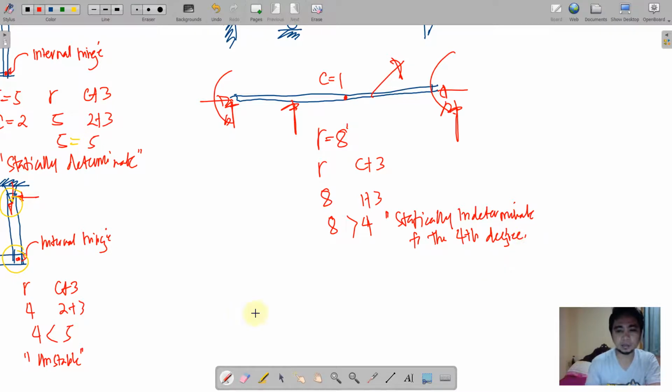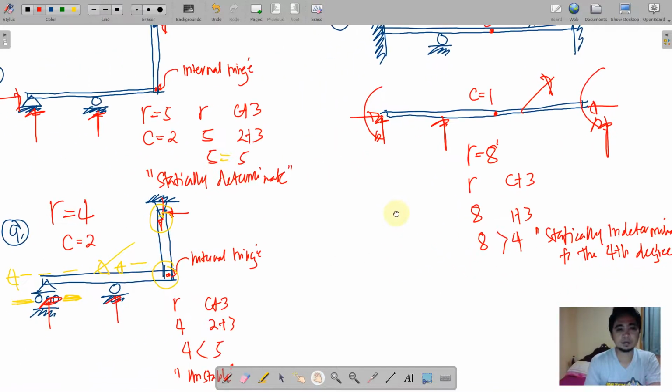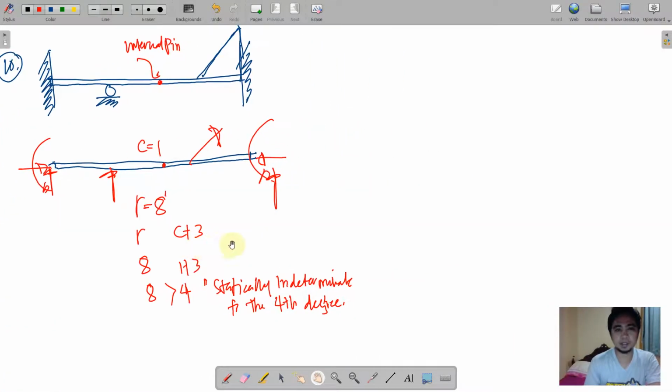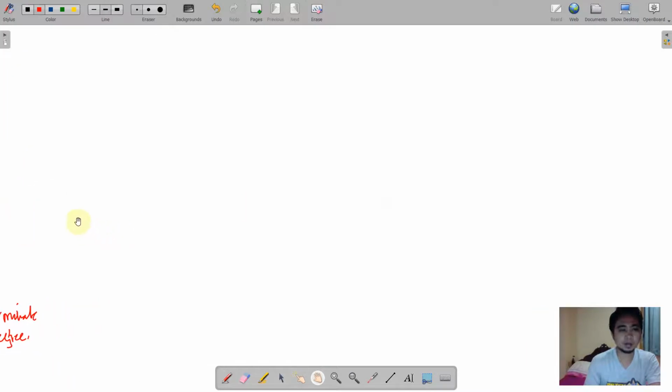All right, so I think we have 10 sets of examples for beams. So perhaps that will be a great number of examples for that. So moving on to the frames.